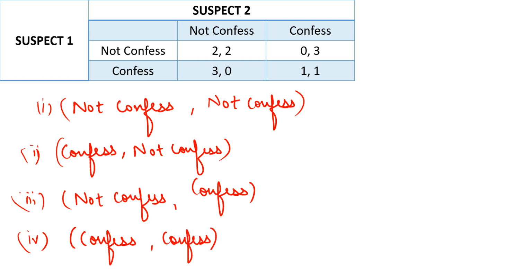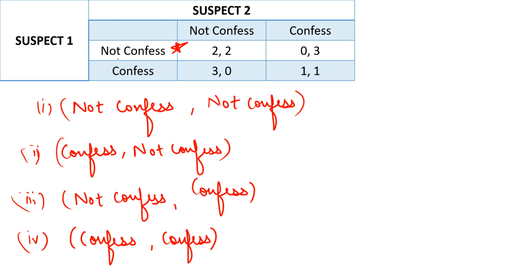So let's start with our very first strategy, where the first player does not confess and the second player also does not confess. Let's suppose that not confess, not confess is a Nash equilibrium strategy. In that case, if this is true, then none of the players should have any incentive to deviate. So now let's check.